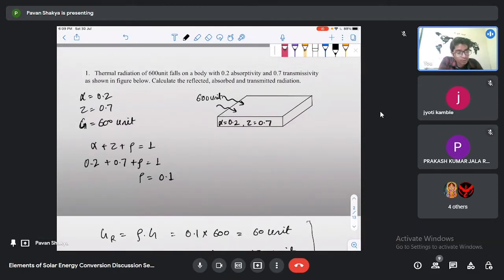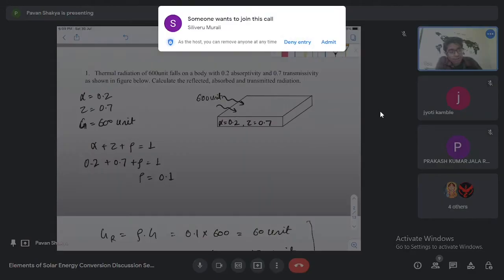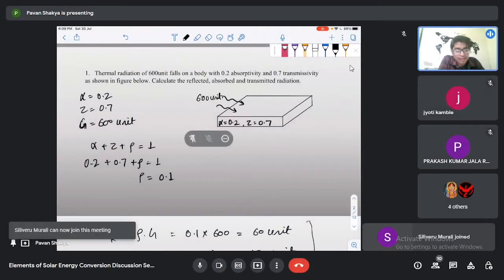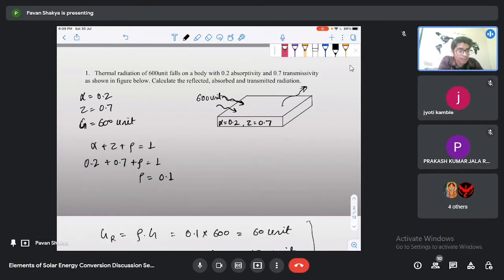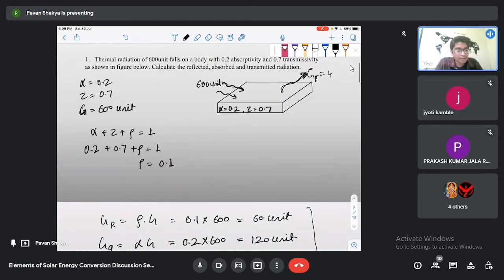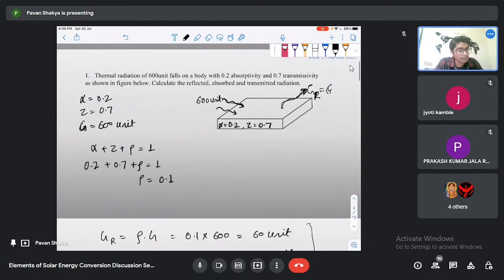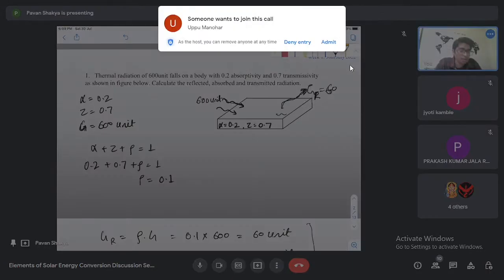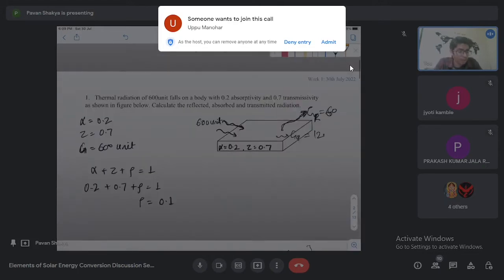Now I want to discuss some more things about what is reflected radiation, what is absorbed radiation, and what is transmitted. Suppose 600 units of radiation is falling on this body. Sorry, my mistake. The reflected radiation, G_R, will be 60 units. Then the body absorbs some radiation, that is called the absorbed radiation, G_A, and that value is equal to 120 units that we have calculated.